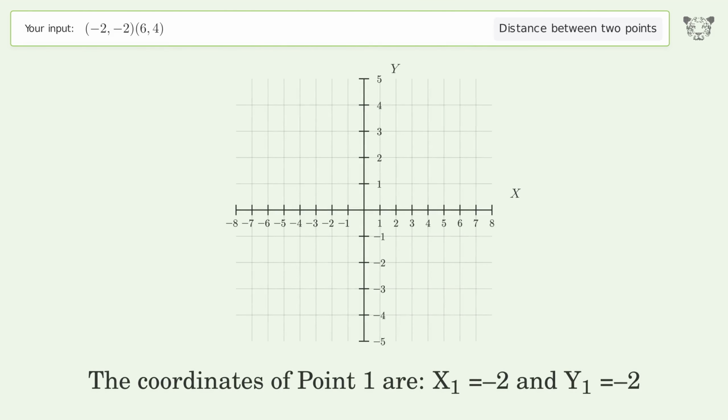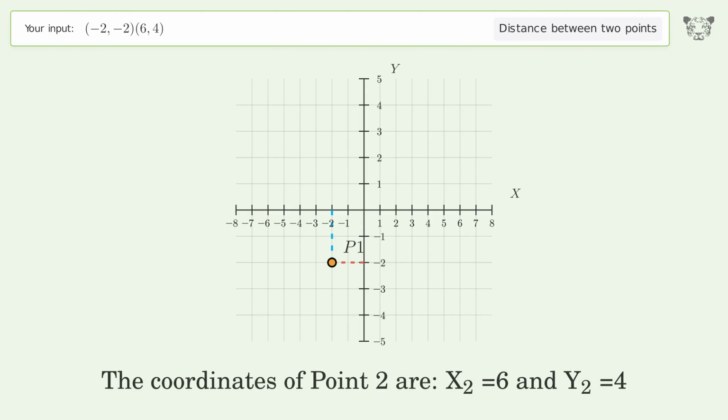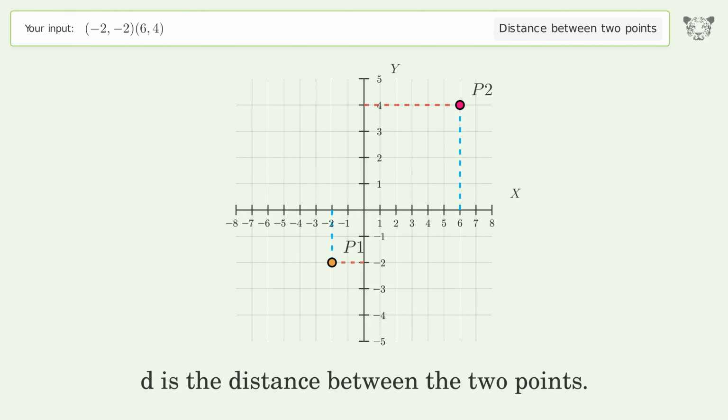The coordinates of point 1 are x1 equals -2 and y1 equals -2. The coordinates of point 2 are x2 equals 6 and y2 equals 4. D is the distance between the 2 points.